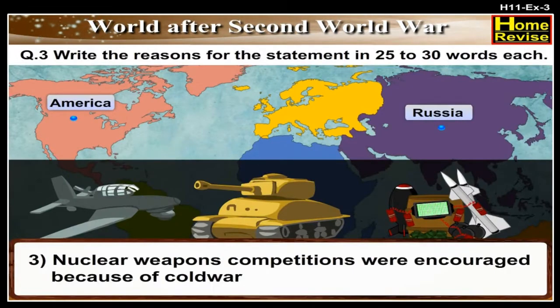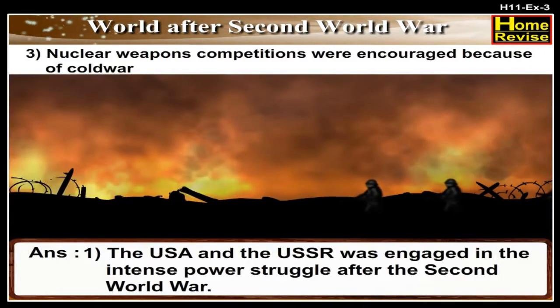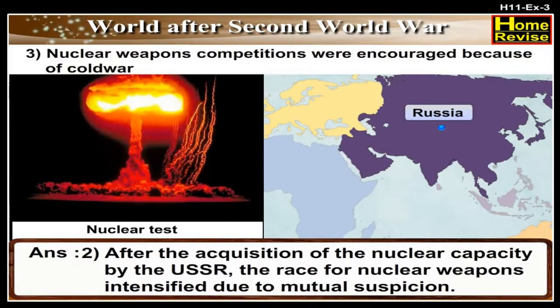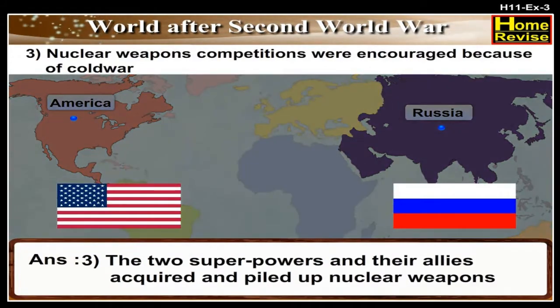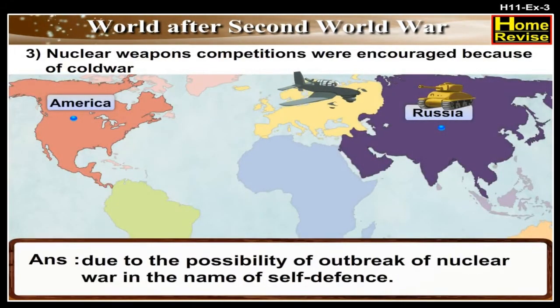Number 3. Nuclear weapons competitions were encouraged because of Cold War. Answer. The USA and the USSR was engaged in the intense power struggle after the Second World War. Number 2. After the acquisition of the nuclear capacity by the USSR, the race for nuclear weapons intensified due to mutual suspicion. Number 3. The two superpowers and their allies acquired and piled up nuclear weapons due to the possibility of outbreak of nuclear war in the name of self-defense.